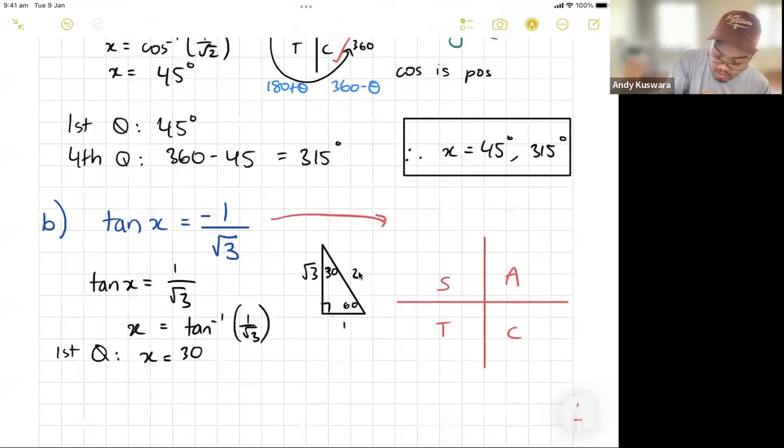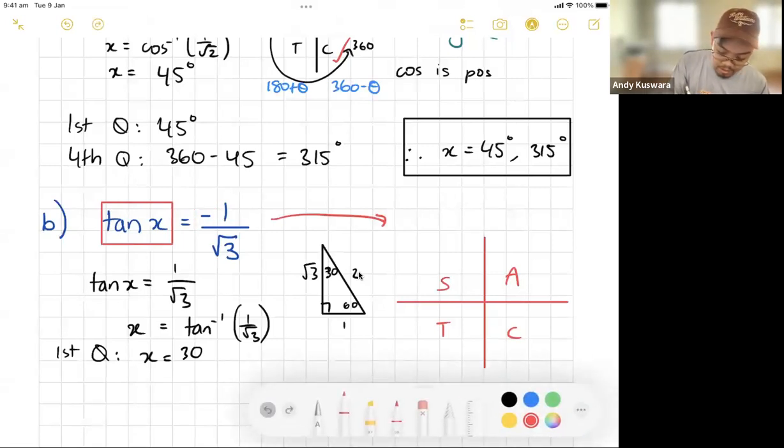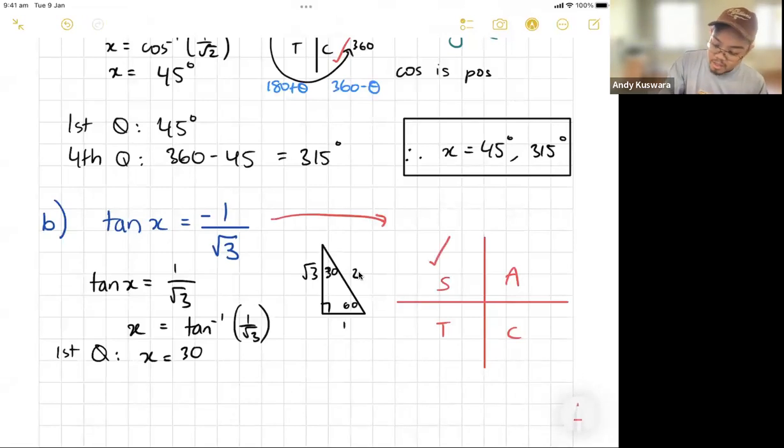Now I'm taking a look at this from this equation, tan x is negative. So I'm going to take a look. Where is tan negative? Well, it must be negative in the second quadrant, and it must be negative in the fourth, because in A and T, all is positive in the first, tan is positive in the third, but I've got here tan x is negative.